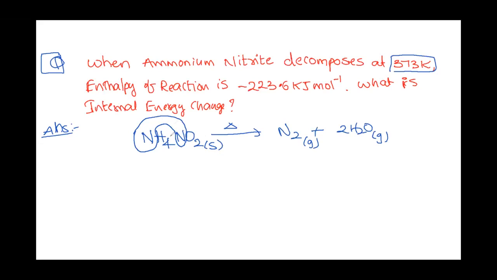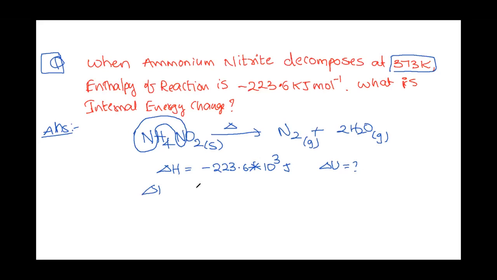And what is given, how to write the reaction, I think it is clear. Now enthalpy of reaction, delta H. One more problem is minus 223.6. It is given in kilojoules. Always it should be in joules. Therefore 10 to the power of 3, it will be joules. Okay. What is the internal energy change? So delta U is equal to question mark. Just now I have told you the problem.